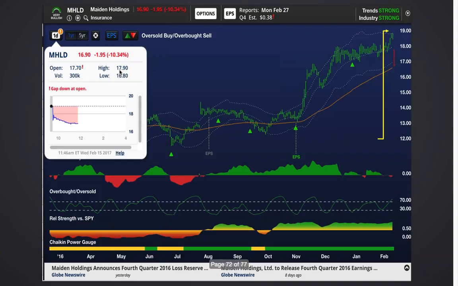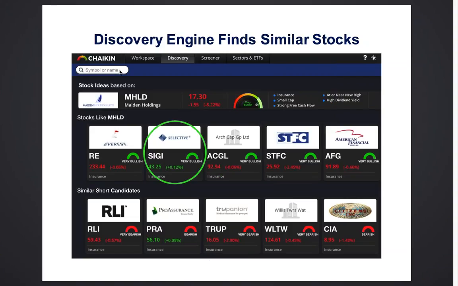So what I did for this webinar is to enter the symbol MHLD into the discovery engine because Sandy likes the insurance stocks, and so do I. And it gave me stocks with a similarly bullish rating to Maiden Holdings. So 5 insurance stocks that she can use to replace that stock in her portfolio. Now, if she was looking for short candidates, there are also 5 insurance companies with bearish ratings.